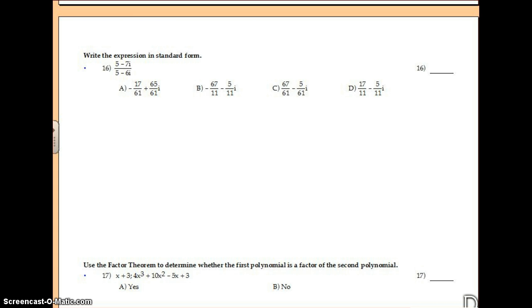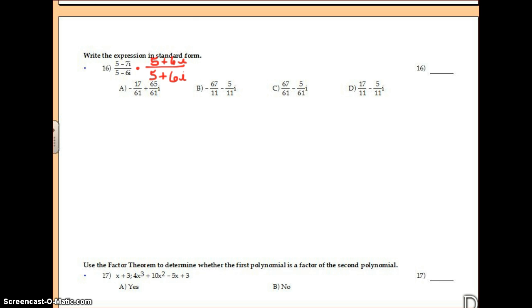Number 16, it says write the expression in standard form. So basically we need to get that i out of the denominator, and to do that you're going to take the expression there and multiply by the complex conjugate. And the conjugate, instead of saying 5 minus 6i, is just taking 5 plus 6i. And that's going to get rid of the i in the denominator.